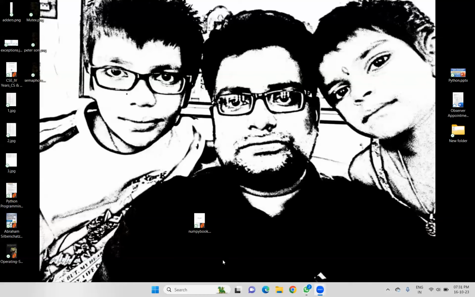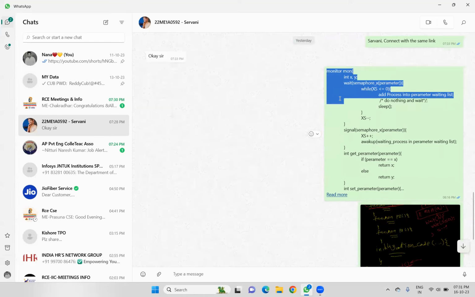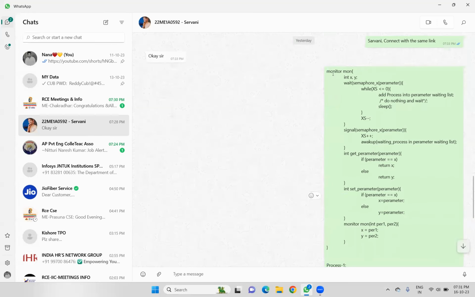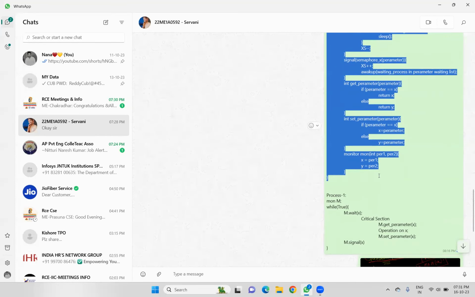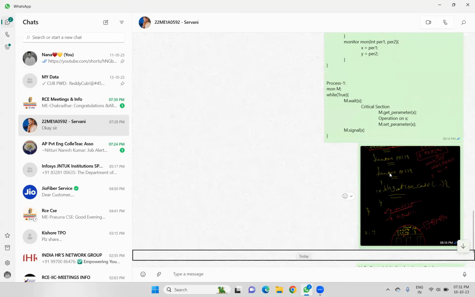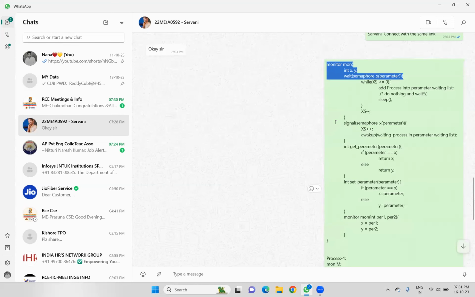Yesterday we saw how monitors are developed here. This is the way a monitor is developed. I have already sent this message, I mean this sample generation or sample code, which is useful to you.